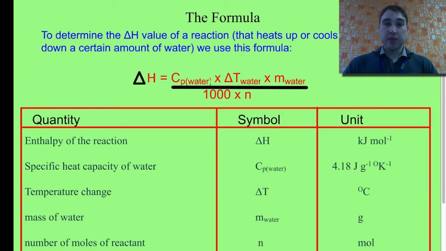So the formula we're going to use and rearrange is this one. Delta H is equal to the specific heat of water, which is 4.2 joules per gram per degree Celsius. Depending on what you might be told to use, you might be using 4.18. Then the change in temperature of the water that you're heating or cooling down in the reaction, the mass of water that you're heating or cooling down, then you divide that by 1,000 times the number of moles of reactant.